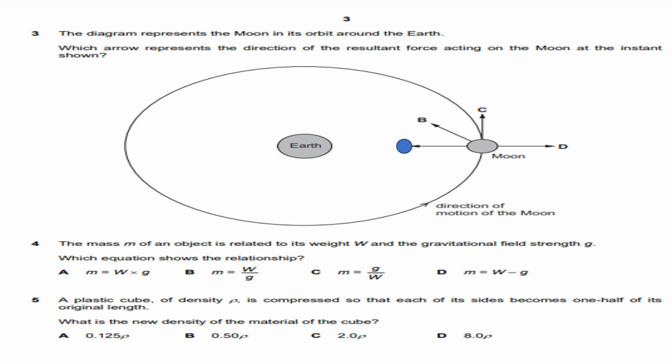The mass M of an object is related to its weight W and the gravitational field strength G. Which equation shows the relationship? Here weight. We know that weight W equal mg. So W equal mg. So m equal W divided by g. So B is correct.